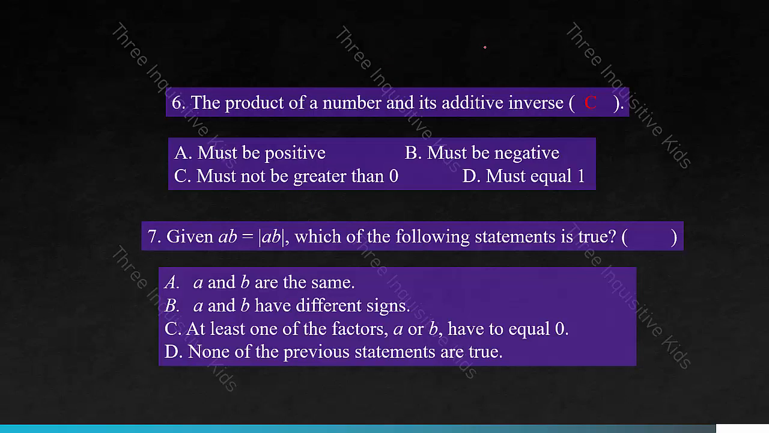7. Given that ab equals the absolute value of ab, which of the statements is true? The answer is D. We know that absolute values are positive, which means that ab is a positive product. And we know that both factors will have to have the same signs if the product is positive. And you can see that none of the choices here said that, which means that none of the previous statements are true.